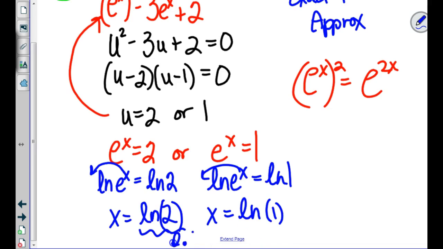Okay, 0.693. Thank you. And this one, you shouldn't need a calculator for. E to what power is 1? 0. So the solutions exactly were the natural log of 2 and the natural log of 1, though this really should just be 0. Okay, but the approximate solution for this ln of 2 was 0.693. All right, we will practice some more of those in a minute.